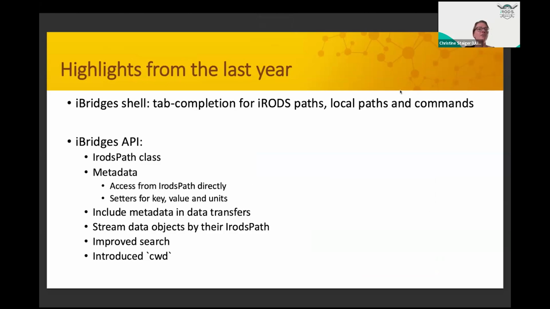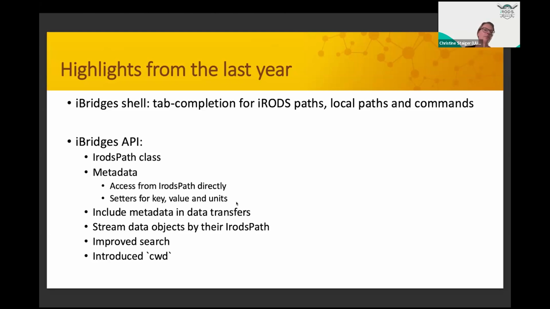So here are the highlights from the past year. As I said, we have an iBridges shell right now with tab completion for iRODS paths, local paths, and commands. And we worked a little bit more on the iBridges API. So there is right now the iRODS path class. Actually, that was already there last year, but we improved a lot on that. The metadata is right now directly accessible from the iRODS path. So there's no need to first create a path and then go to an object and then access the metadata. That all comes from the iRODS path.